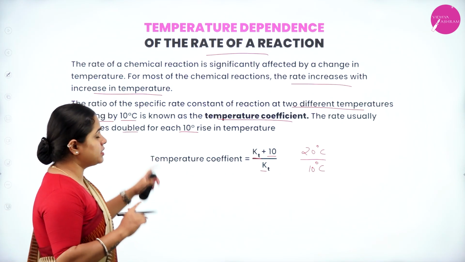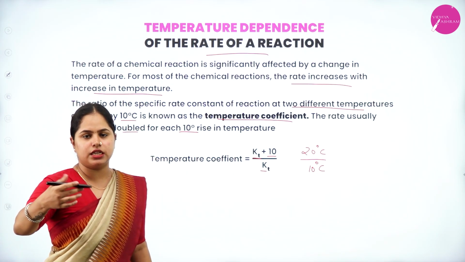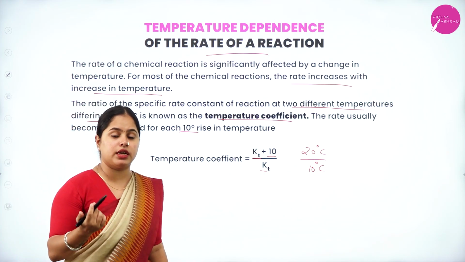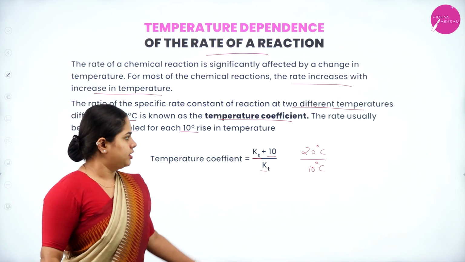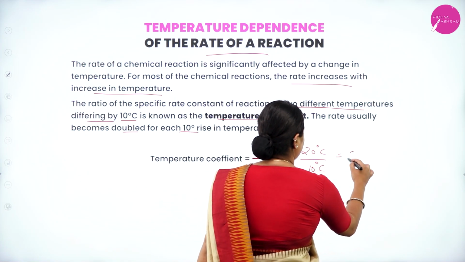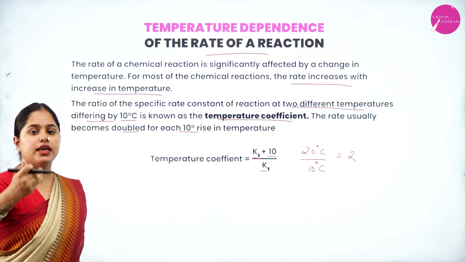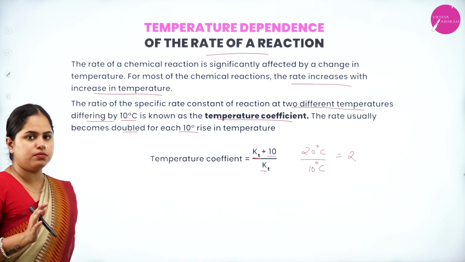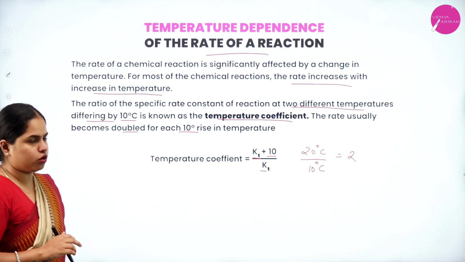So what does that mean? With every increase of 10 degrees Celsius in temperature, the rate of the reaction will become double, right? So here you can see this will be 2. That is, for every 10 degree rise in temperature, the rate of the reaction becomes double. So that is called the temperature coefficient.